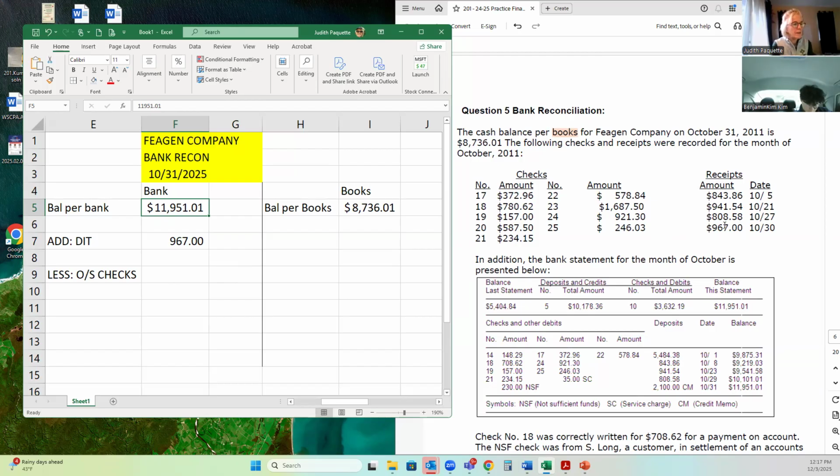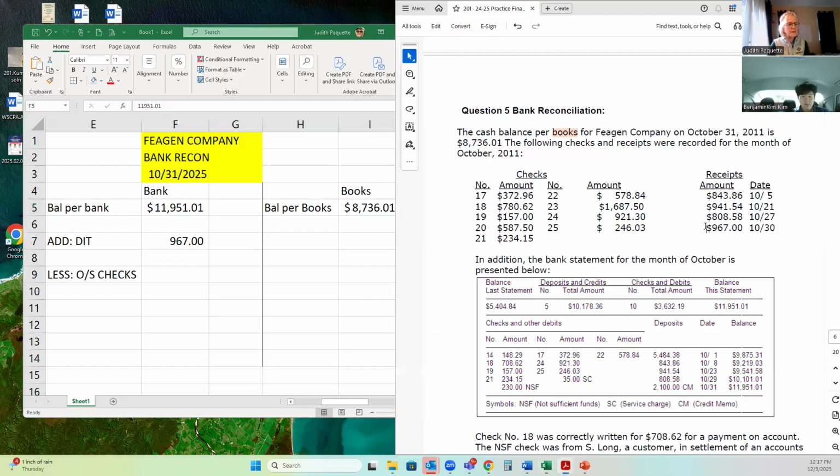So can you find one there that's in the bank? Sorry, that's on the books, but not on the bank statement. And you already said it, but say it again, Ben, just for the video. It was 967 on October 30th. Perfect. So that's typical. Usually the last one is going to be it, so the company booked it.